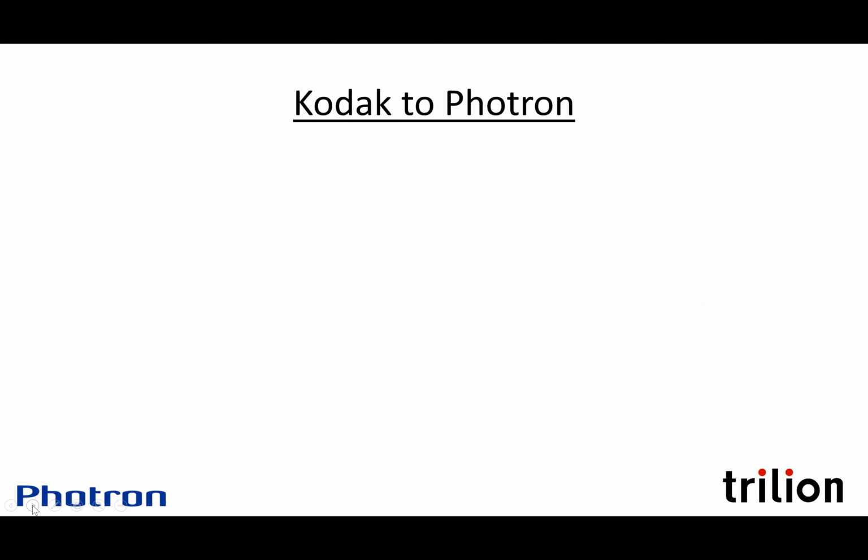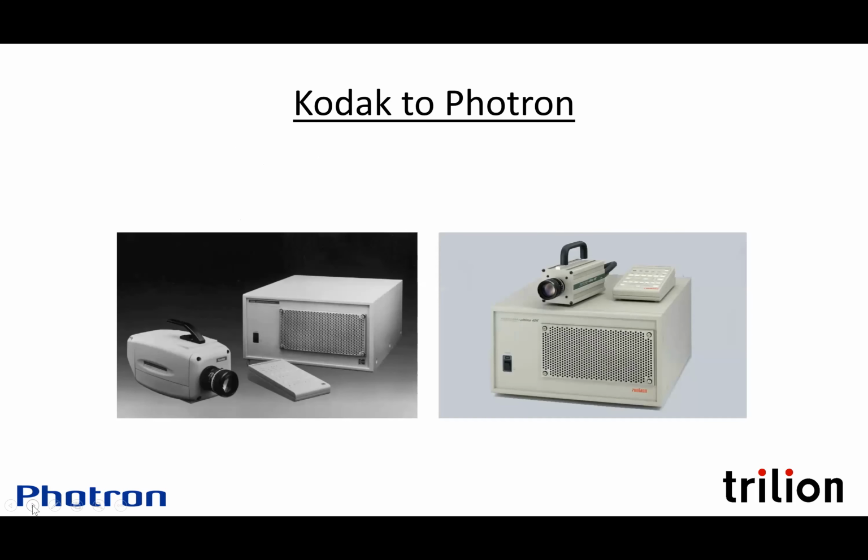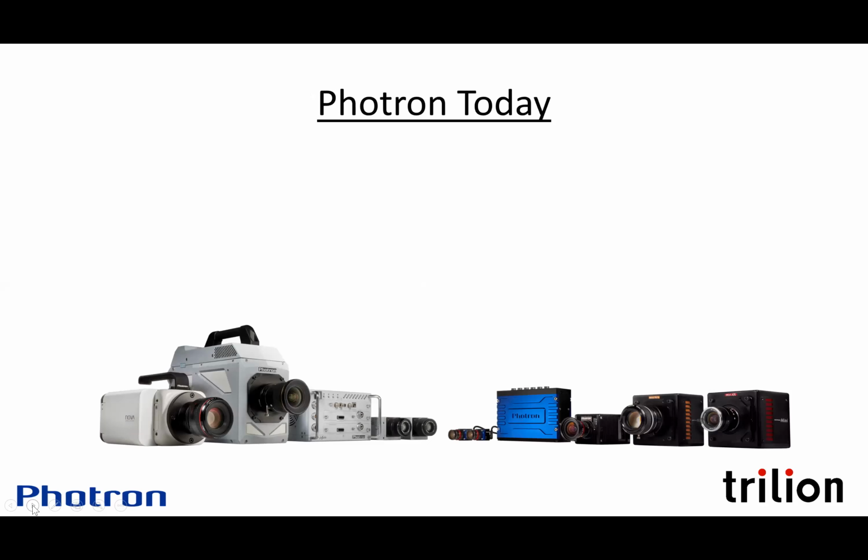And for those of you that have been in the industry for quite a while, you might go back to the Kodak days. And this is a picture of the Kodak camera. But what a lot of people don't know is that Photron actually made that camera and Kodak just slapped their label on it. Well, through different circumstances, Kodak got out of the high-speed digital camera world. So Photron just began to brand that camera with our own label, and that was kind of the impetus for Photron starting to brand our own cameras.